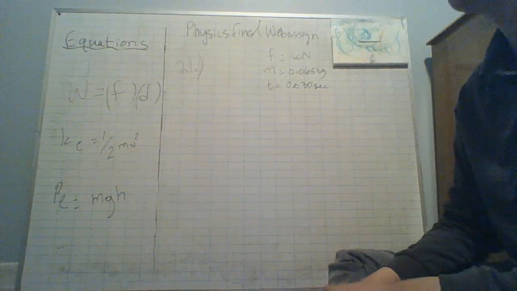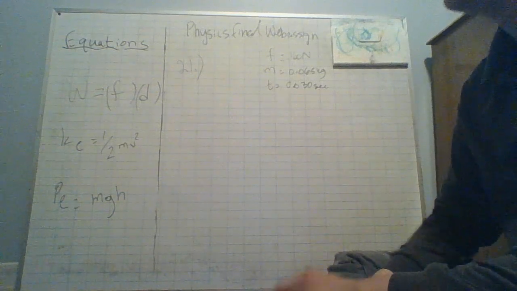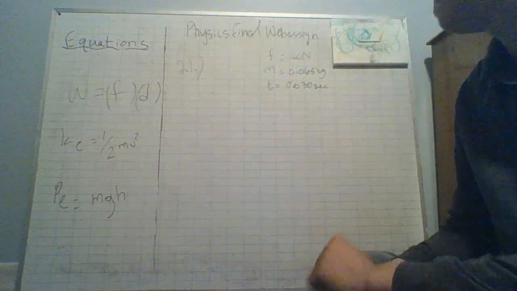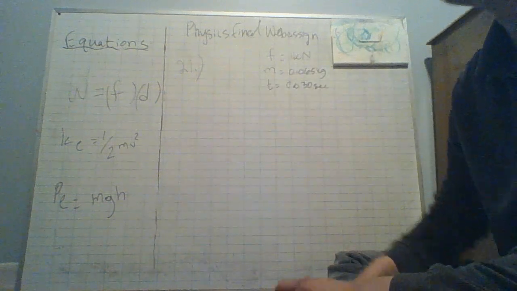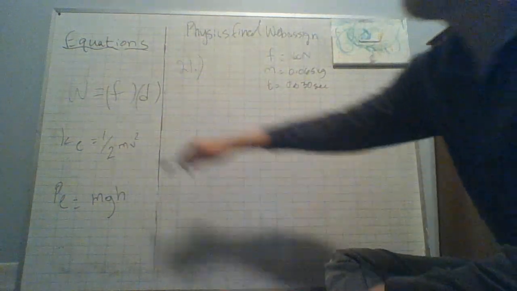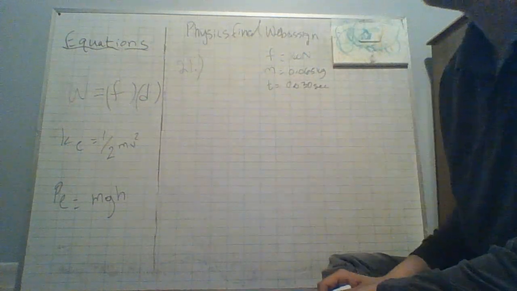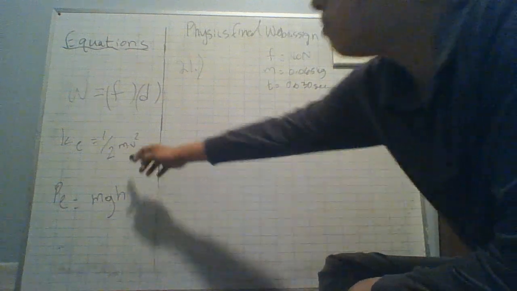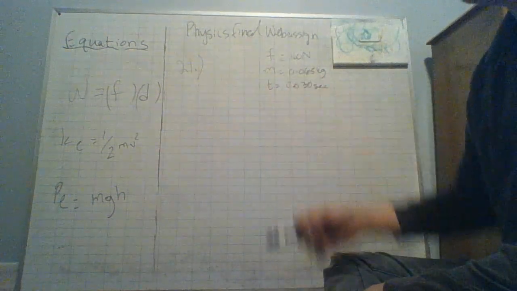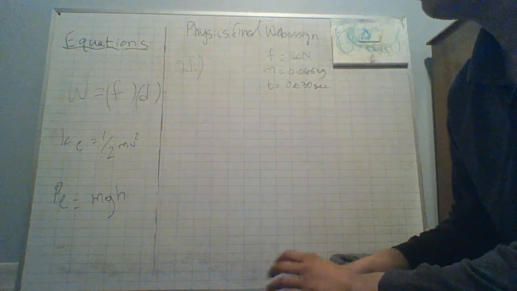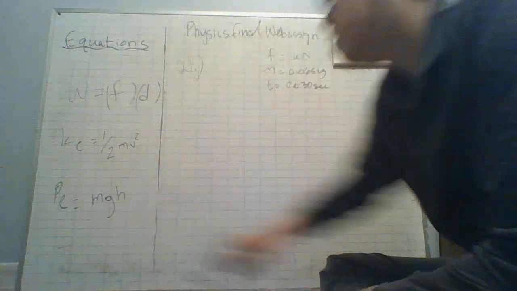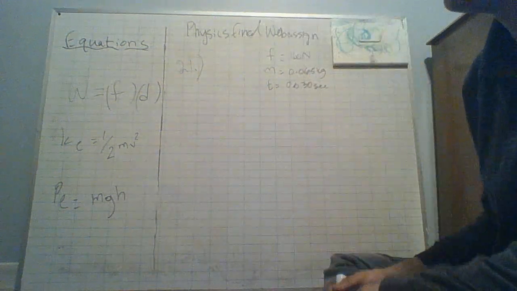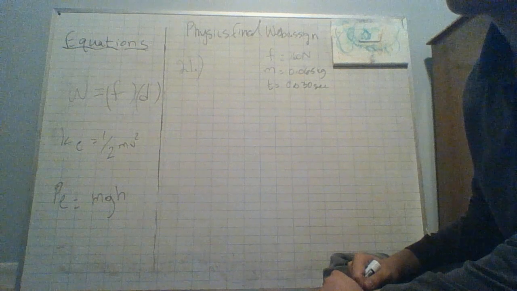Now, you might have noticed something about the three equations I have listed over there. For work, we have force, but we don't have distance, so we can't find work. For kinetic energy, you need mass and velocity. We only have mass, we don't have velocity. For potential energy, we need mass and height. We have mass, we don't have height. So how are we going to solve this question?